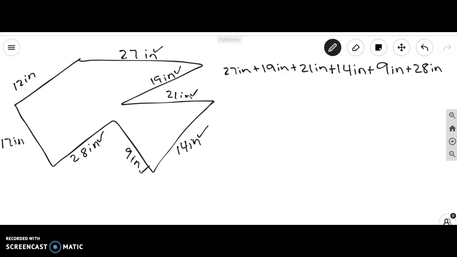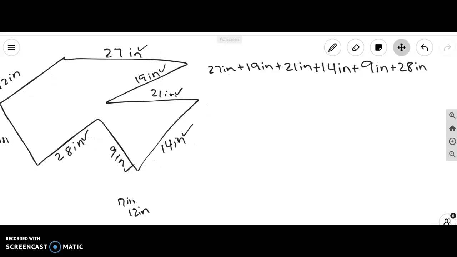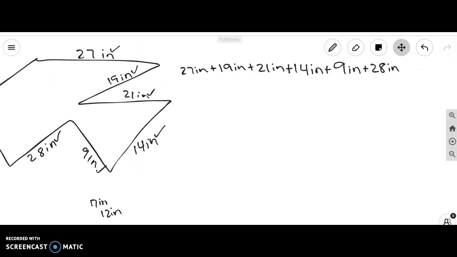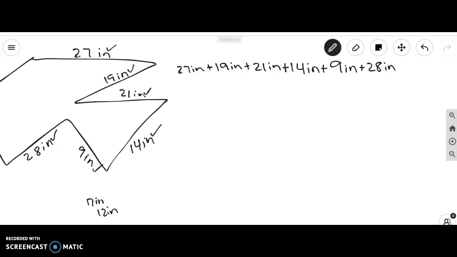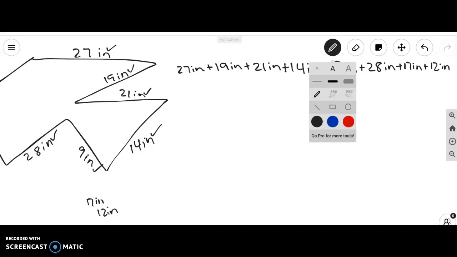I might have to scoot it over, so we have 17 inches and 12 inches left. So if they get cut off, those are the two that we have left. So let me scoot it over. Okay. All right, we have plus 17 inches and plus 12 inches. So first thing we're going to do is make pairs.